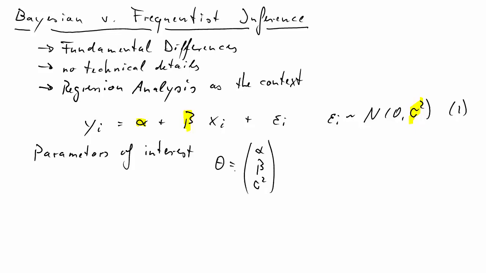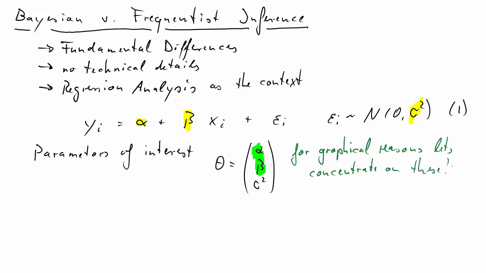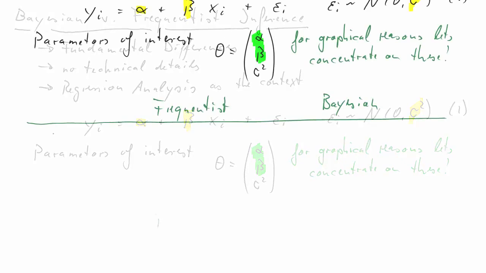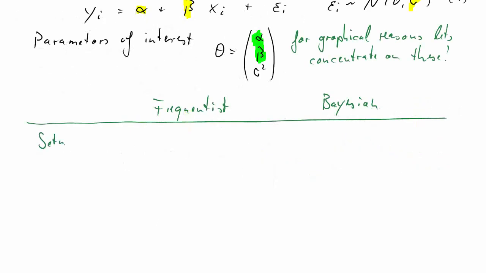But now, to simplify the graphical analysis that is going to come, let's just concentrate on these two, the alpha and beta. These are the coefficients which perhaps describe the relationship between, let's say, wages as the y variable and years of schooling as the explanatory variable, to pick a very simple example. So let's concentrate on the alpha and beta as the coefficients of interest. Now we'll juxtapose what frequentists and what Bayesians would do.